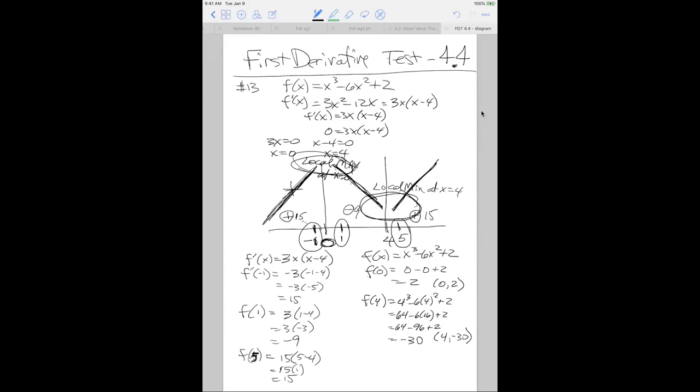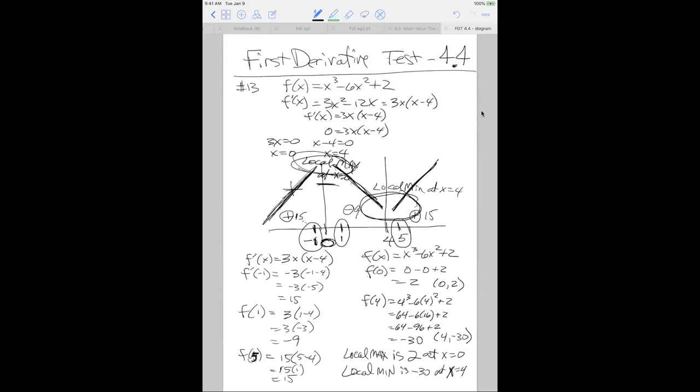So the wording of it is, from what we've got up here, we've got a local max. The max value is 2 at x equals 0. And the local min is negative 30 at x equals 4.